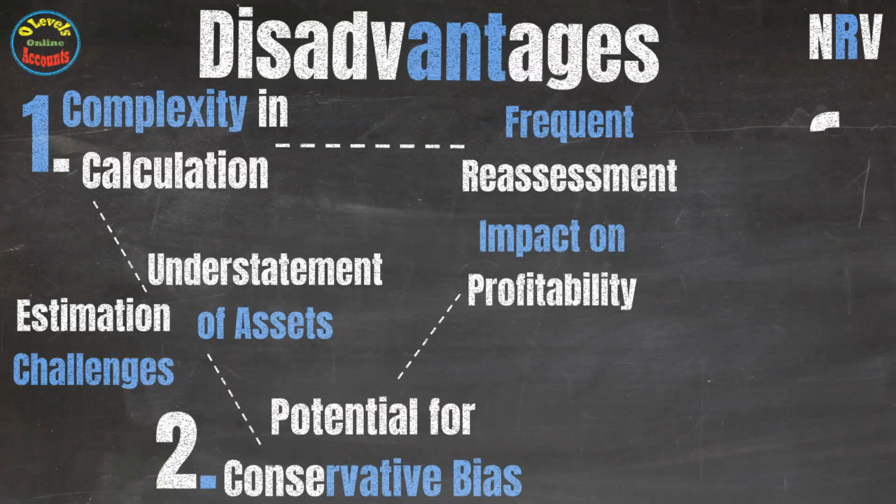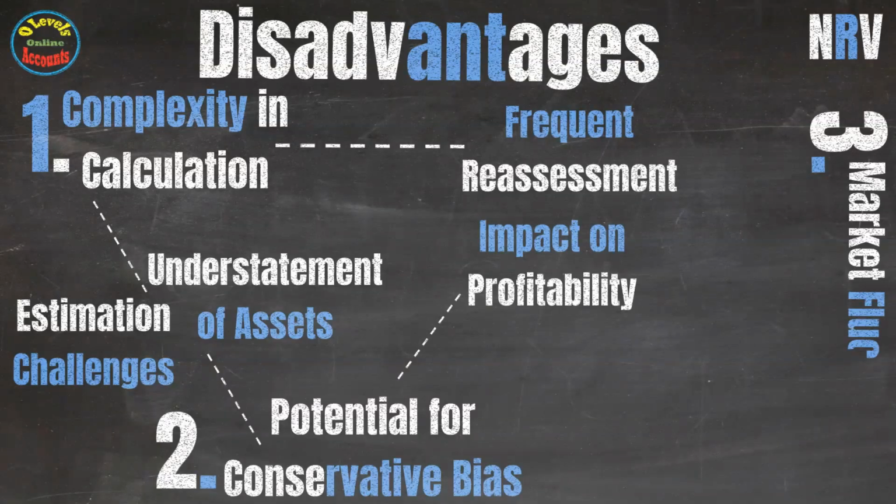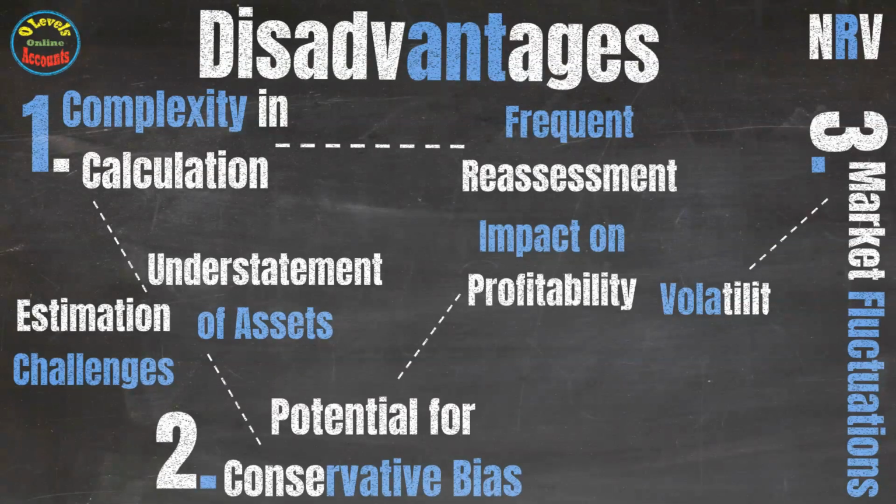The third disadvantage is market fluctuations. In this we have a further two subpoints. The first one is volatility. Inventory values can be more volatile under the lower of cost or net realizable value method due to frequent changes in market prices, which can lead to fluctuating financial results and make it difficult for stakeholders to predict future performance.